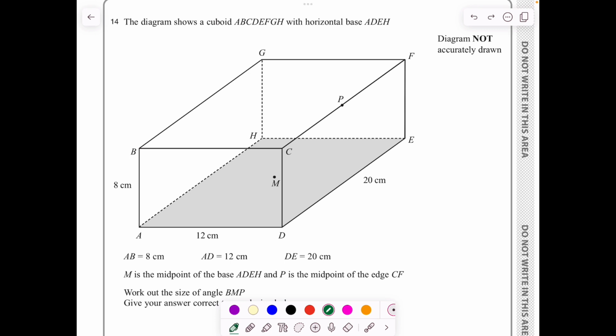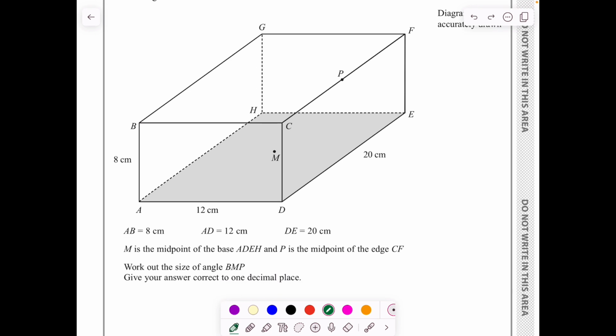Number 14 is quite a hard one. So it's asking you to find the size of angle BMP. So let's draw it in. Sorry, BMP. And we'll just join that up as well. Okay, so we're trying to find that angle there.